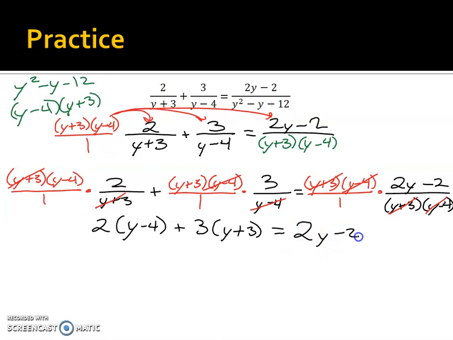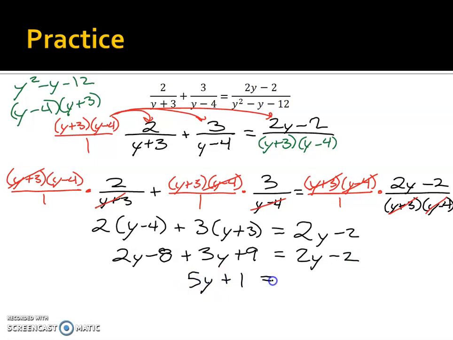I'm going to go ahead and distribute. So 2y minus 8 plus 3y plus 9 equals 2y minus 2. And then 3y and 2y gives me 5y plus 1 equals 2y minus 2. That was just combining my 2y and my 3y to give me my 5y, combining my negative 8 and my positive 9 to give me that positive 1.